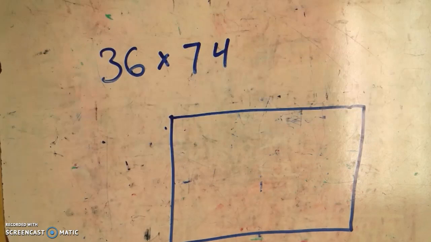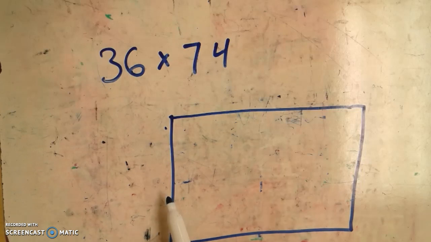All right, let's try another problem now. 36 times 74. And we'll go through this one step at a time. If you want to work on your own problem, you can watch this spot of the video. It's 3 minutes and 50 seconds to show you exactly how to go through the steps of the problems.